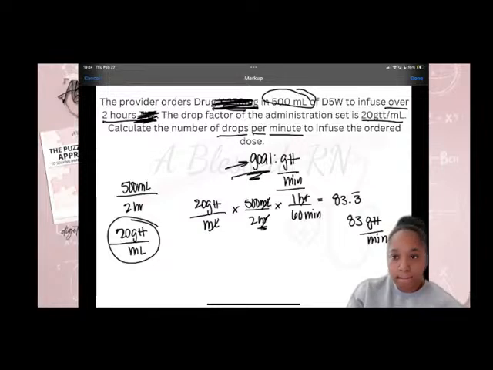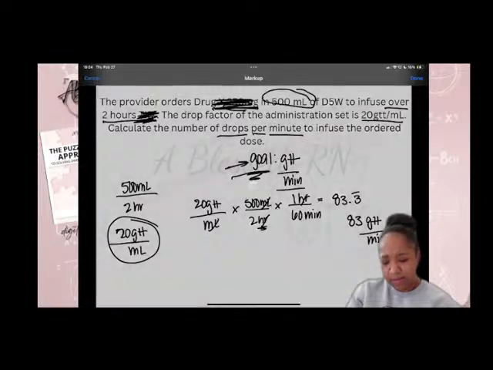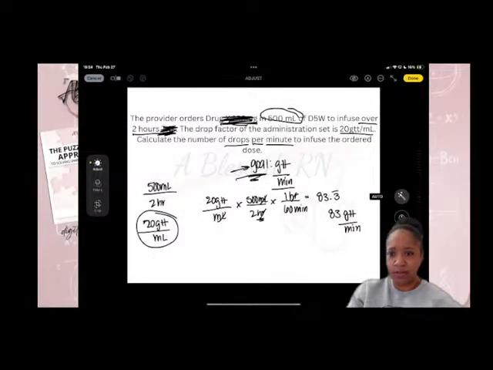Okay. And can you talk about PCA pump questions? I haven't seen many PCA pump questions. You got an example? Hey, highly favored. Yeah, I'm going to do another one.